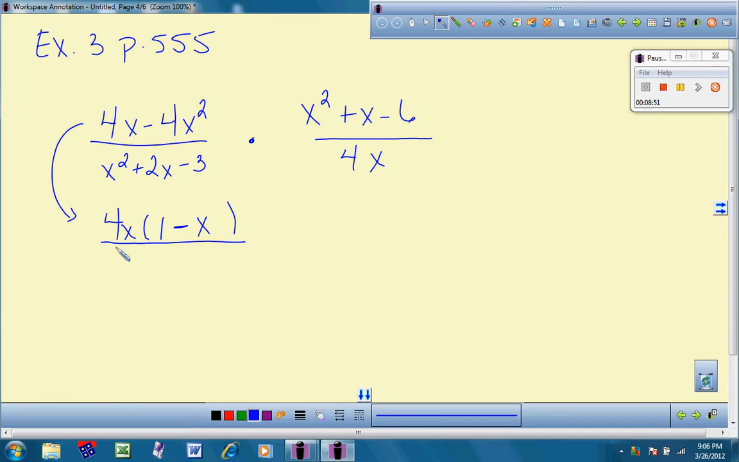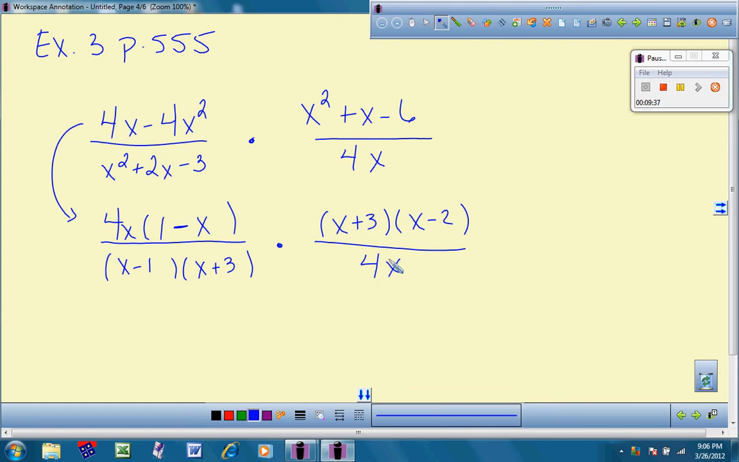Factor out the denominator. If we factor that out correctly, we will get x minus 1, x plus 3. Negative 1, positive 3, multiplied gives you negative 3, add them, you get positive 2. Second fraction, numerator, factor x squared plus x minus 6. If we do that correctly, we will get x plus 3 and x minus 2 as my factors. Multiply, negative 2, positive 3, negative 6, add them, you get the positive 1. And 4x is just going to stay as is, there's no factoring to be done.